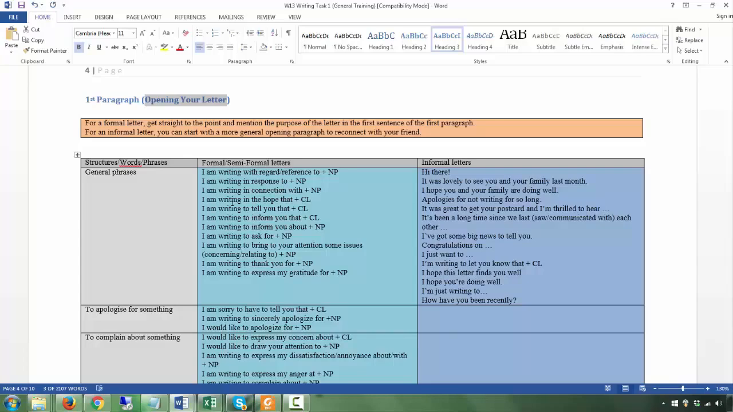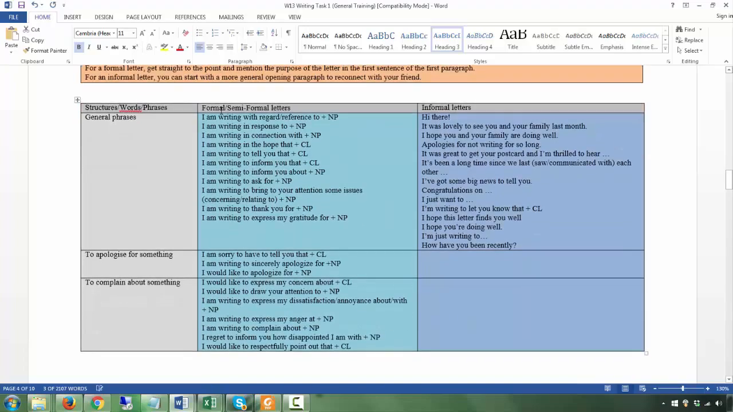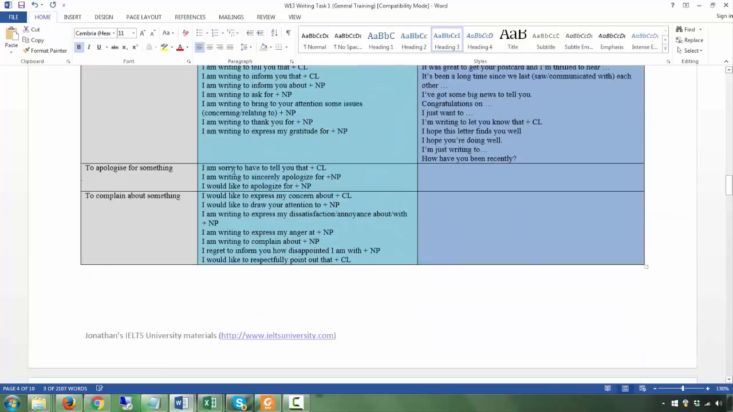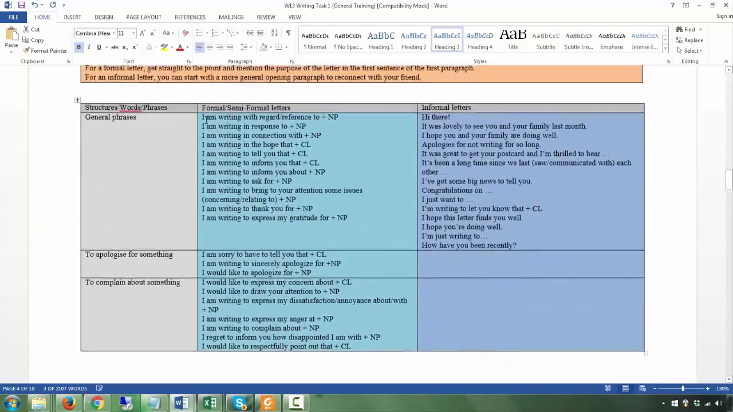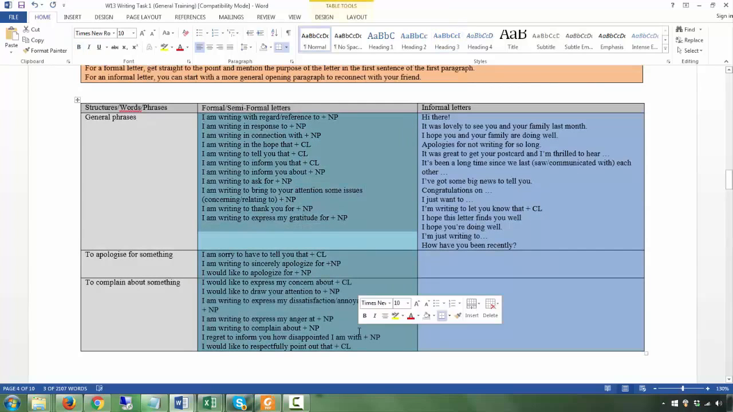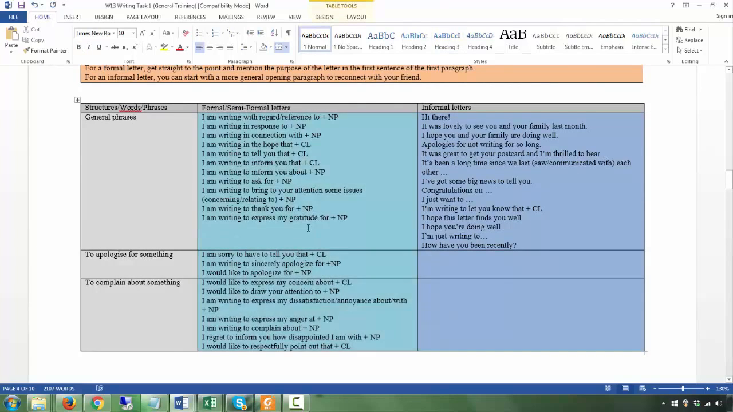Of course, if a friend is writing to you, that's not the first thing you think about. But when you don't know a person, if somebody writes to you, you want to know, okay, what is this person writing to me about? There is a purpose. So you get straight to the point when you write a formal or semi-formal letter. So, I'm writing blah blah blah, whatever it may be. You can use these various phrases for your introduction, which is just one sentence.